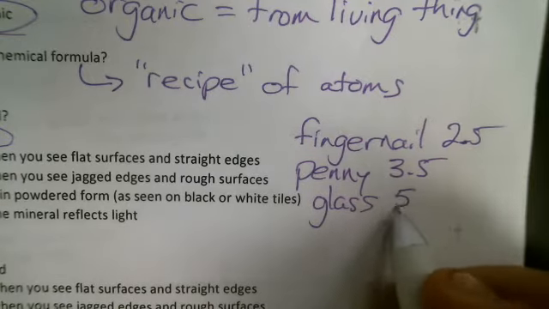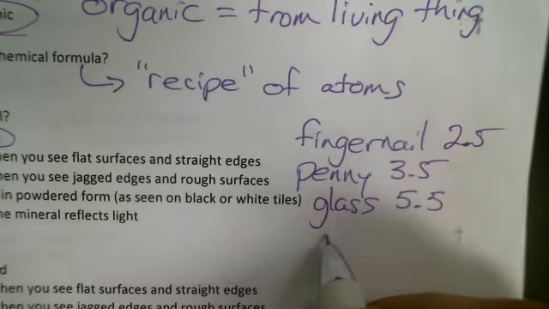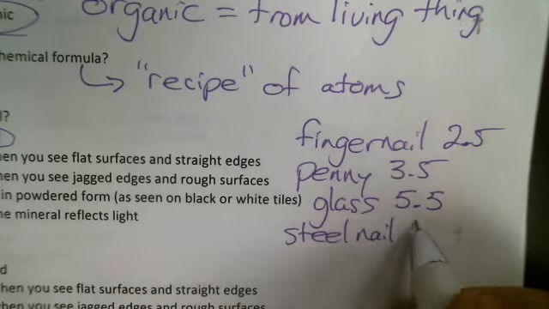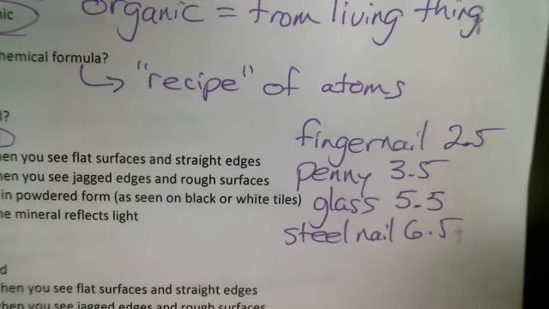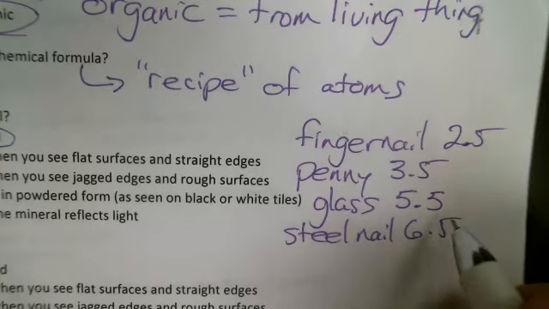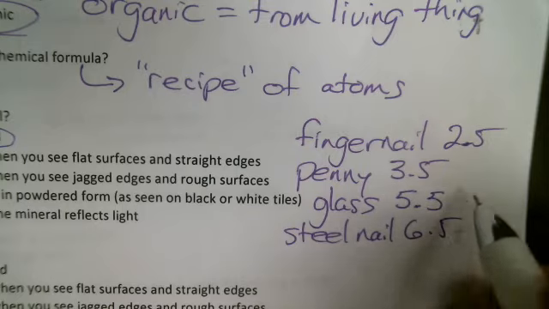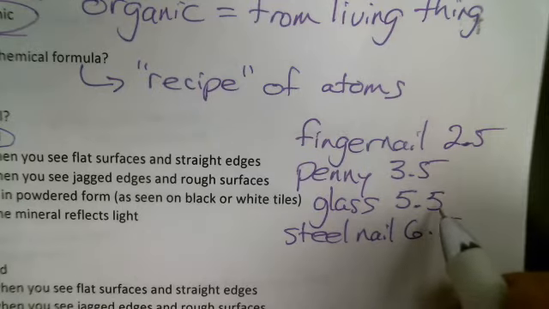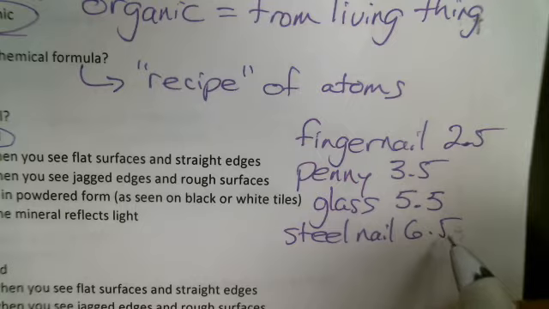Glass had a hardness of 5.5, and a steel nail had a hardness of 6.5. So if a mineral could be scratched by a nail, that means that it is something less than 6.5. If it cannot be scratched by glass, but it can be scratched by a nail, then the hardness of the mineral is somewhere in between.